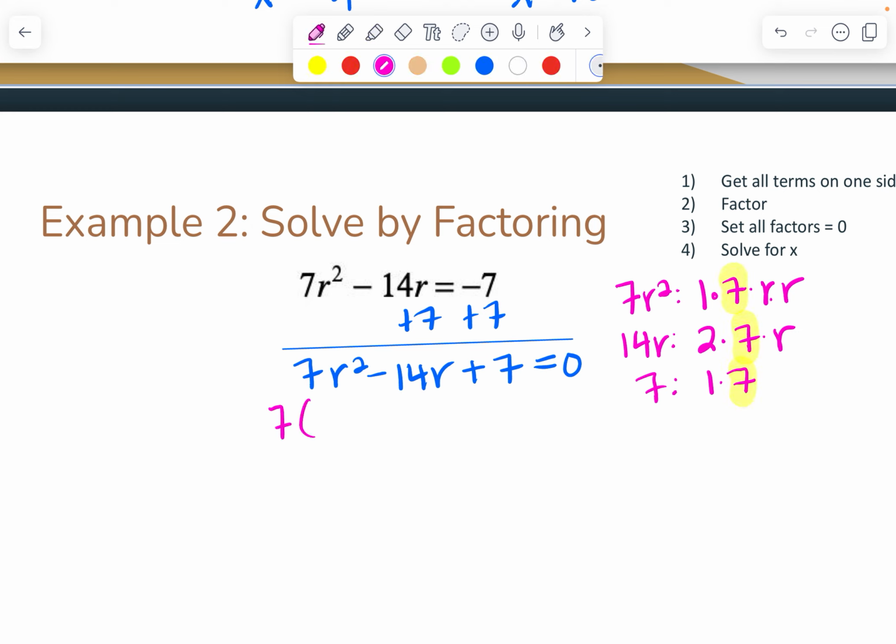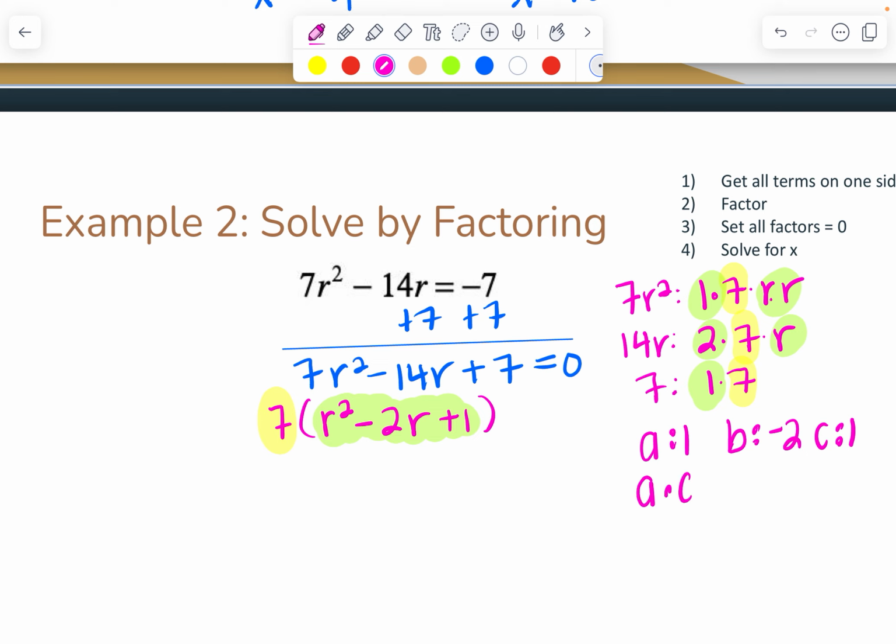So now I have 7 times r squared, take away 2r plus 1. Remember, whatever is the GCF goes on the outside. Whatever is left over goes on the inside. That's how I got those numbers. So now I have to factor r squared, take away 2r plus 1. In this case, a is 1, b is negative 2, c is 1. So a times c is 1.